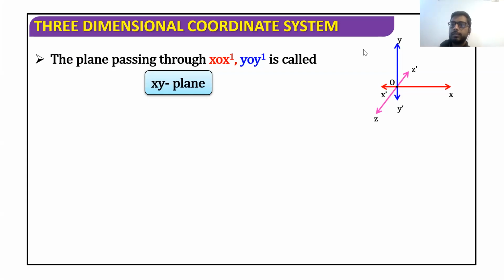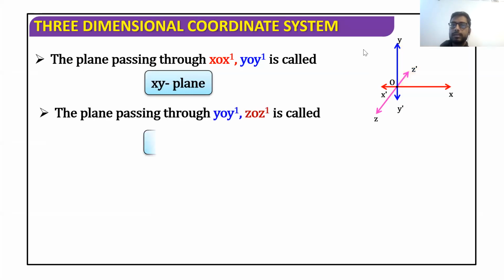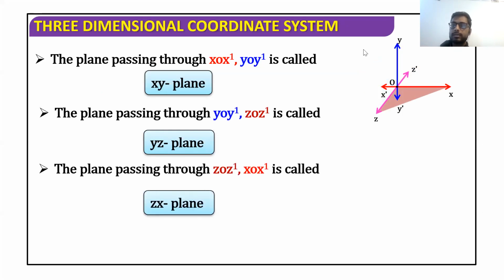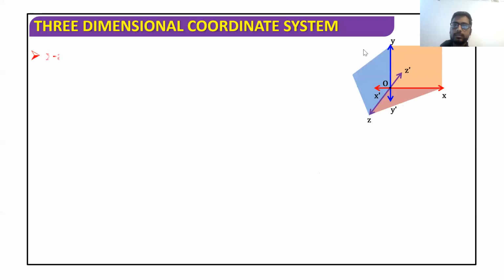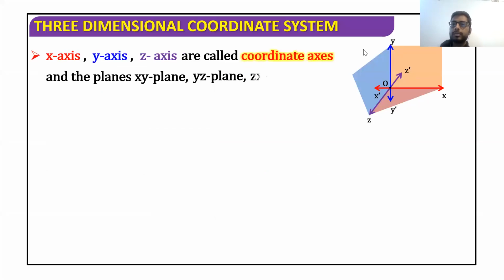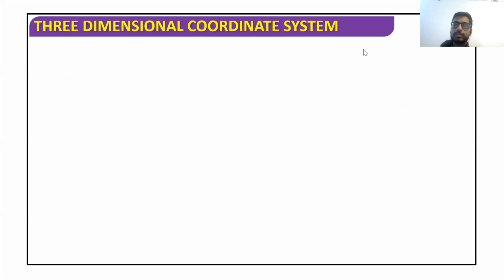There are going to be three planes. One plane will be going through your x and y axis, so that's going to be your xy plane. The other plane would be your yz plane, and the third plane would be your xz plane. So this is your xy plane, the yz plane, and the xz plane. The three planes are going to be as shown.